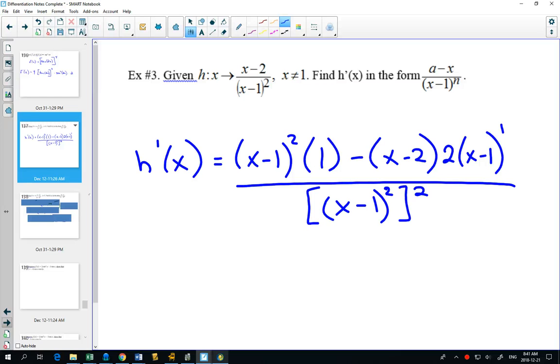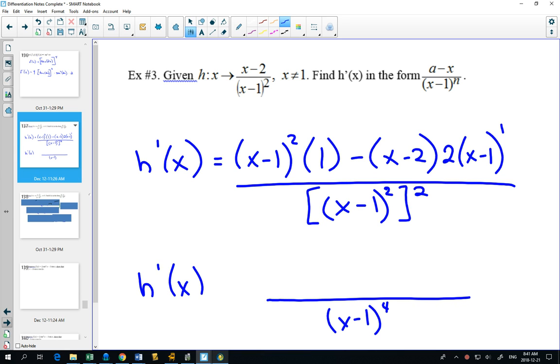Now on the bottom, you can see that we have x minus 1 to the 4. So this is good in the fact that it is the form that we wanted, x minus 1 to the something. However, the top's form is not good yet. Can you see on the top, you basically have two terms, this minus this.